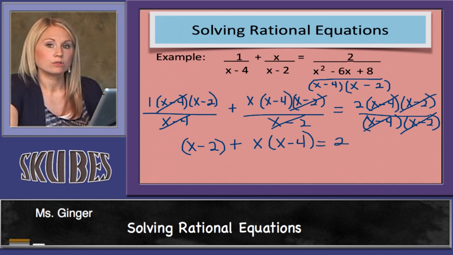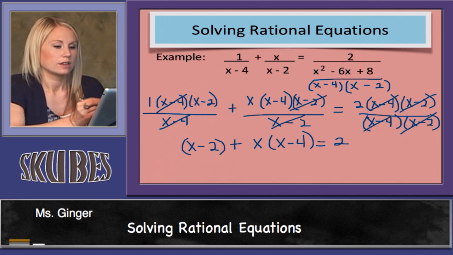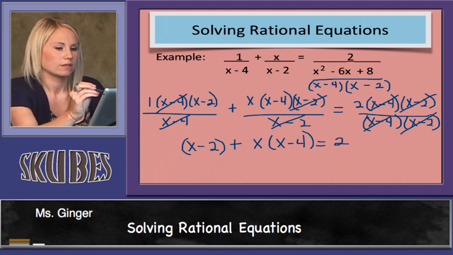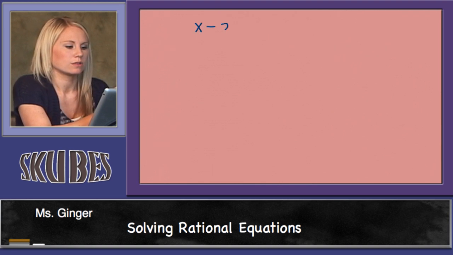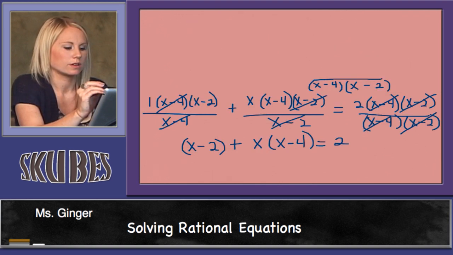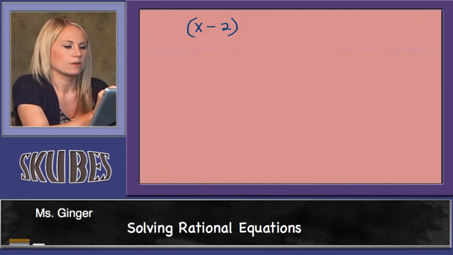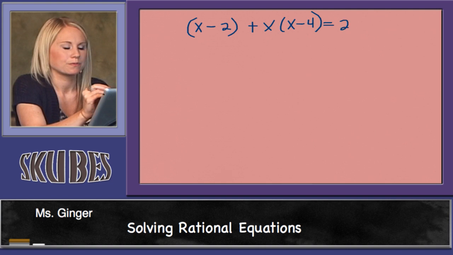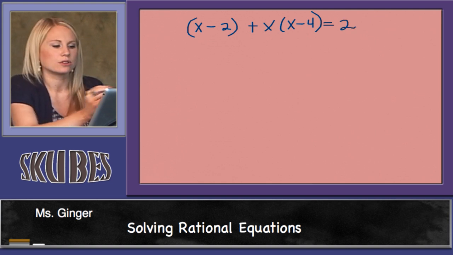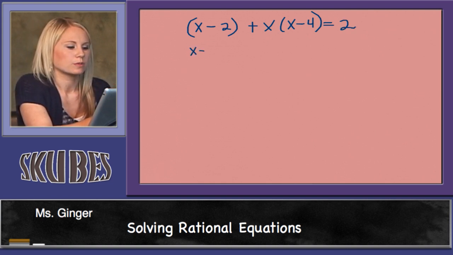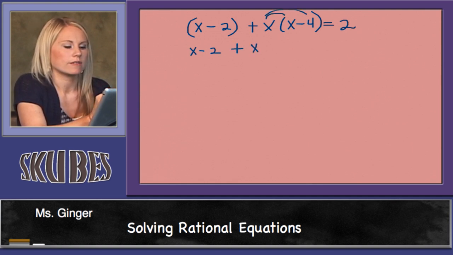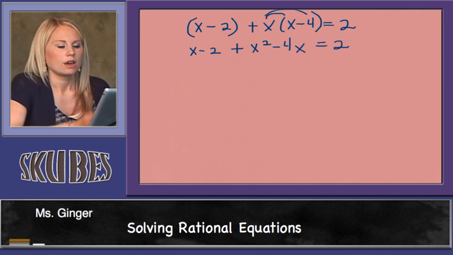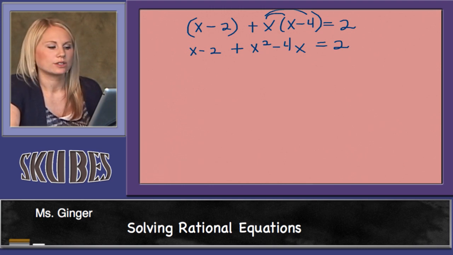Alright, so we're going to continue to solve this for x. So we're going to move to the next slide. X minus 2, let's rewrite. Take a look at it. Plus x times x minus 4 was 2. Alright, so we've got a little bit of distributing to do in this second part of the expression here. So we're going to carry over our x to each item in that group, so we'll have x squared minus 4x equals 2.